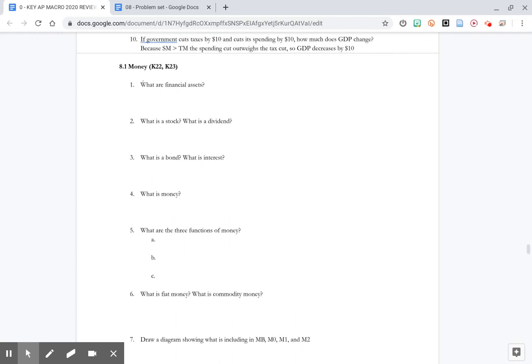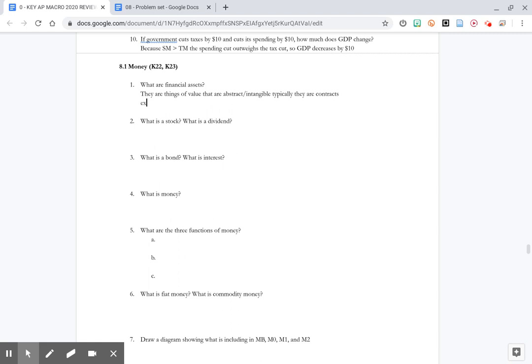In this video, we're going to start with looking at money, which is the first topic in Unit 8 about the financial sector. So to start us off, what are financial assets? They are things of value that are abstract or intangible, and typically we'd say they are contracts of some sort. So one way to think about it would be through examples.